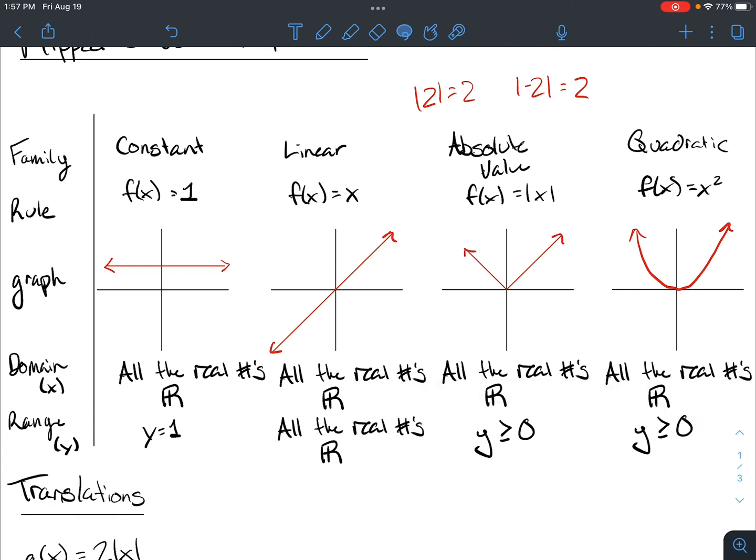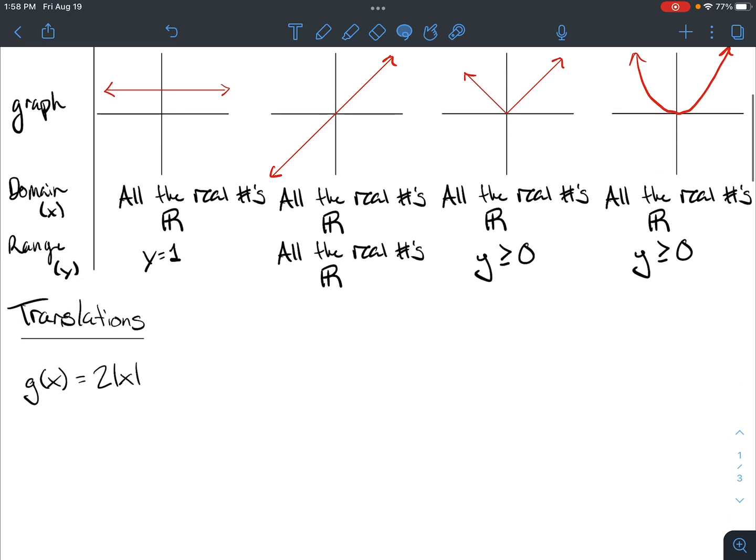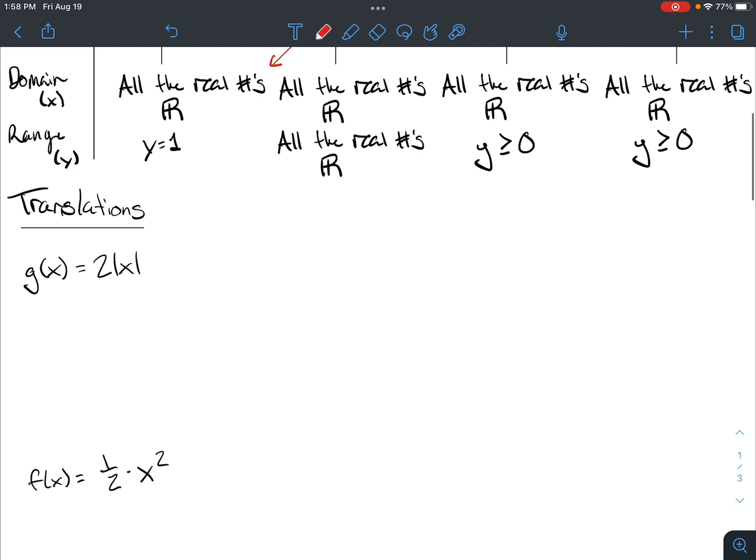Talking about translations, this is how we're going to move these sort of functions around. If I add things, if I subtract things, if I make things steeper, if I make things go up faster or down slower, this is what it is all going to look like. So we're going to start with looking at what 2 times the absolute value of x looks like.